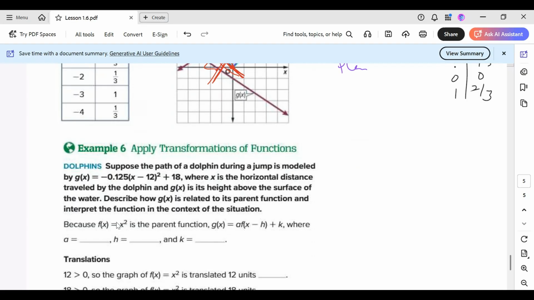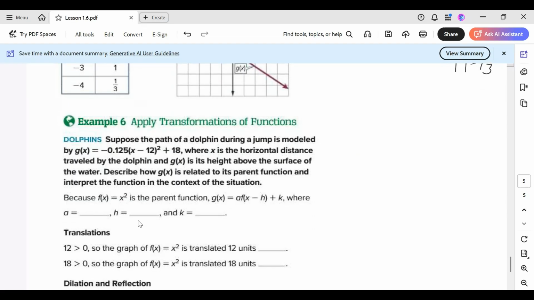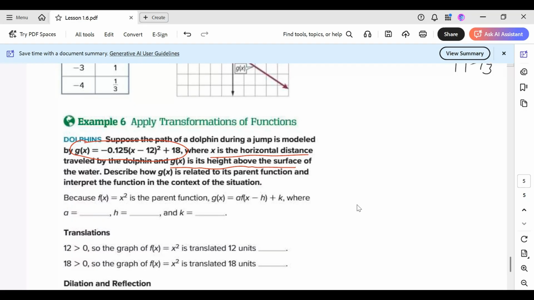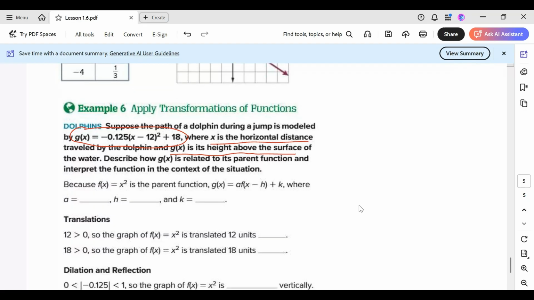In example 6, it says suppose the path of a dolphin during a jump is modeled by, and they gave us an equation, where x is the horizontal distance traveled, and g of x is the height above the surface. It says describe how g of x is related to its parent function and interpret the function in the context of the situation. So first thing, we need to write what we have based on the original equation.